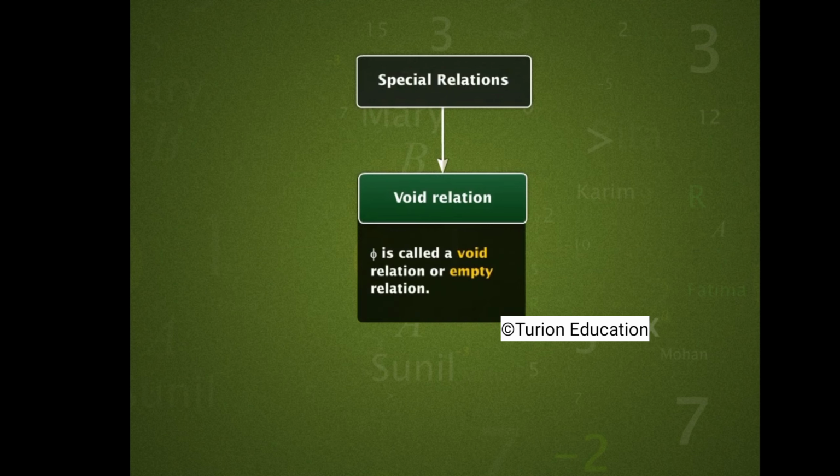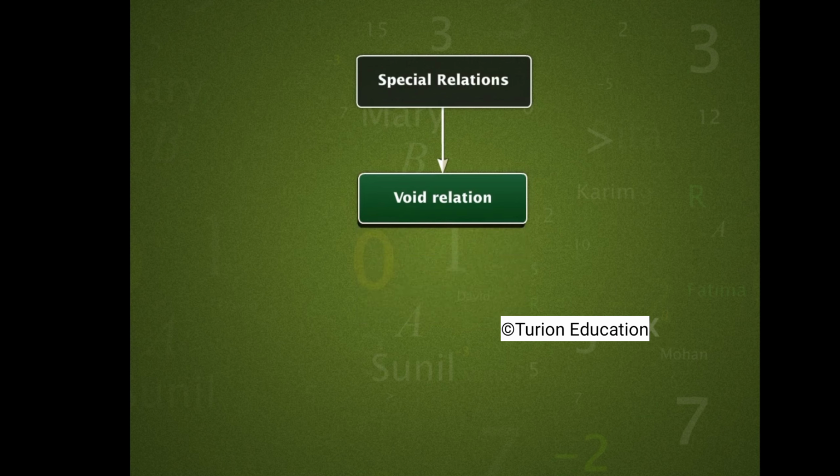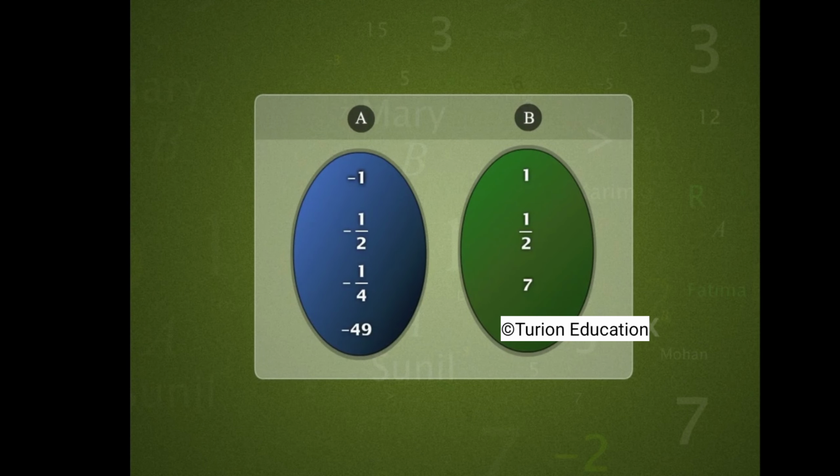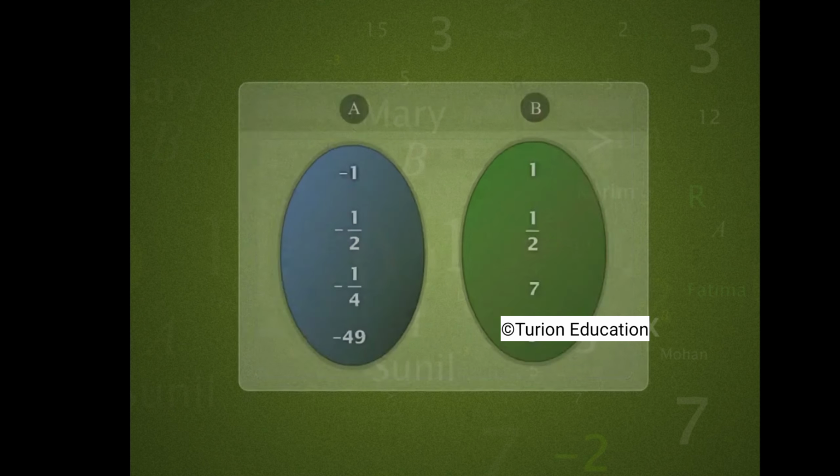The null set phi is called a void or empty relation. Here no element of a set A is related to any element of set B. The relation 'is a sister of' in a boys' school is an example of an empty or a void relation. Since the school is a boys' school, no student in the school can be the sister of any other student in the school. Hence, no two students are related in this way. Another example of an empty relation is the relation 'is the square of' from a set of negative real numbers to another set of real numbers. Recall the square of a number is always a positive number.